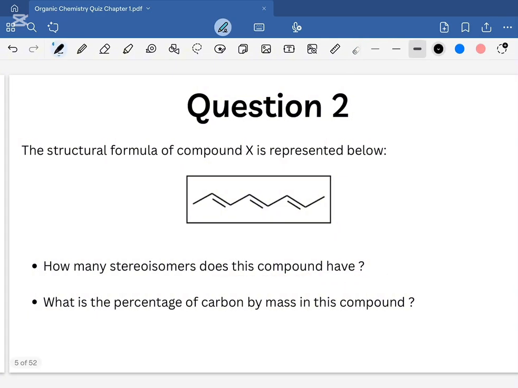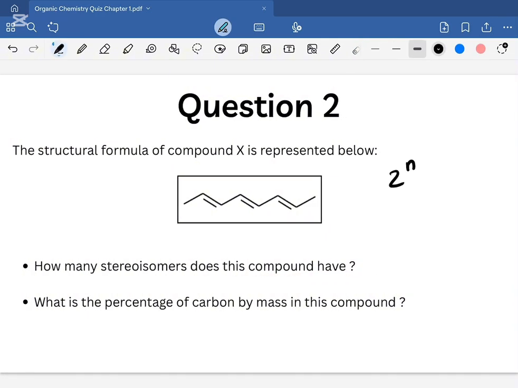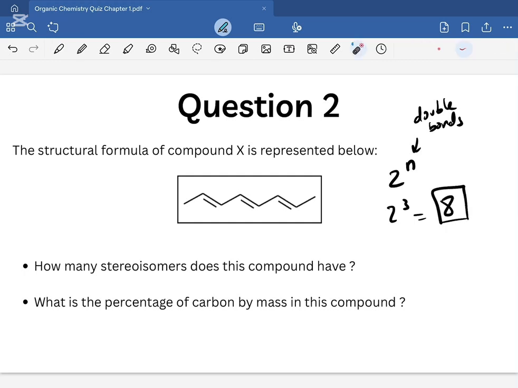Now, typically we use 2 to the power of n, where n represents the number of double bonds that we have in this drawing. So actually we have 3 double bonds. So if you use the formula, then 2 to the power of 3 is equal to 8. However, since this compound X is actually symmetrical, we can divide by 2. So therefore, we're going to need to divide this by 2.